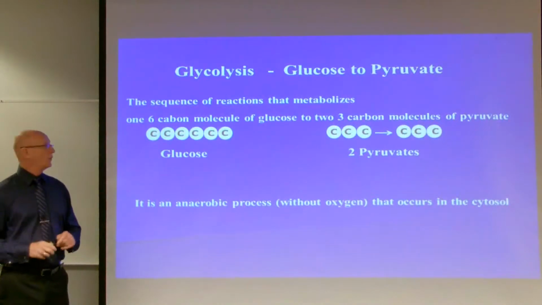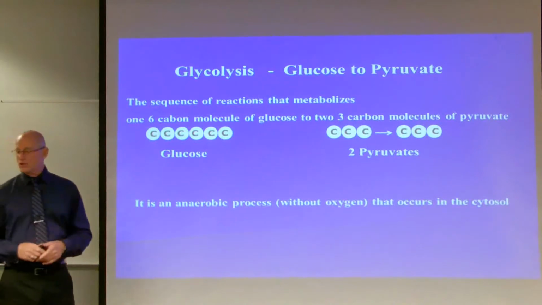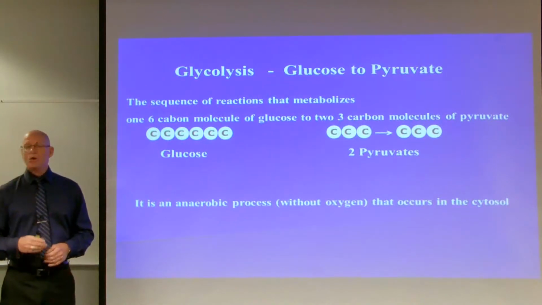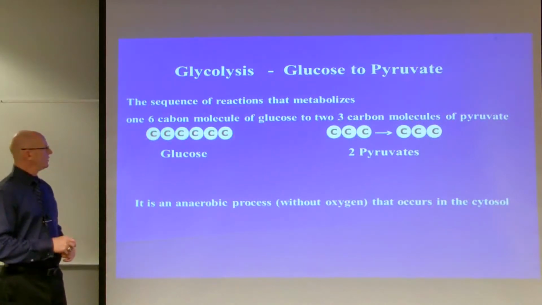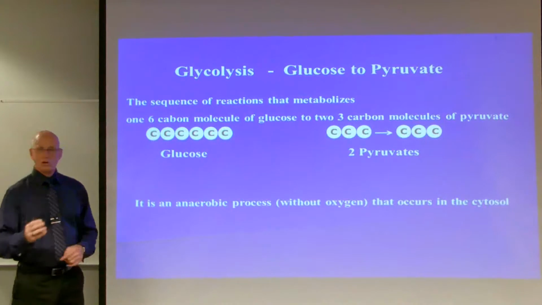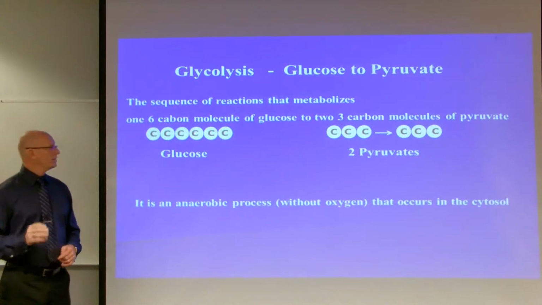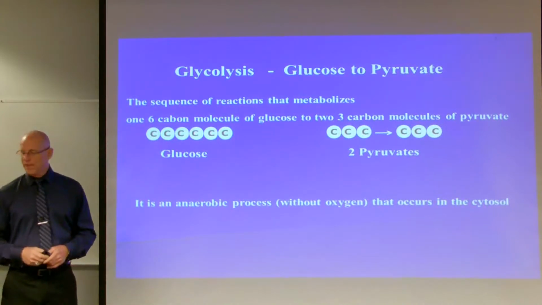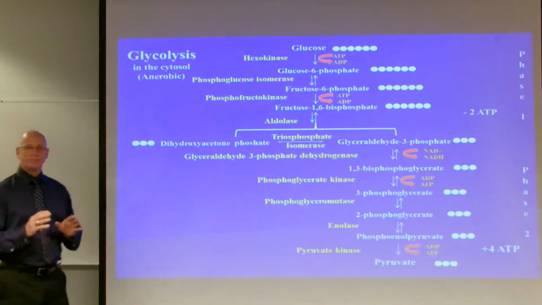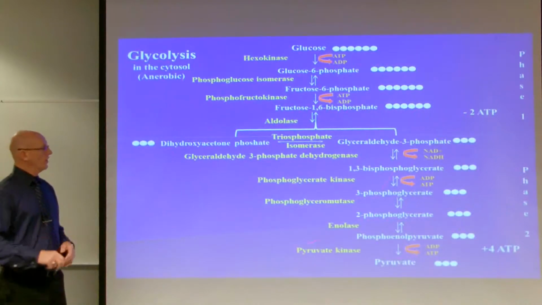is glucose to pyruvate. It is the sequence of reactions that metabolizes one 6-carbon molecule of glucose to two 3-carbon molecules of pyruvate. It is an anaerobic process, without oxygen, that occurs in the cytosol. Now this is the whole overview of glycolysis.